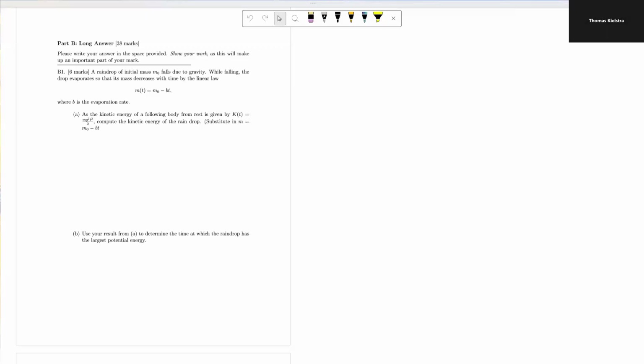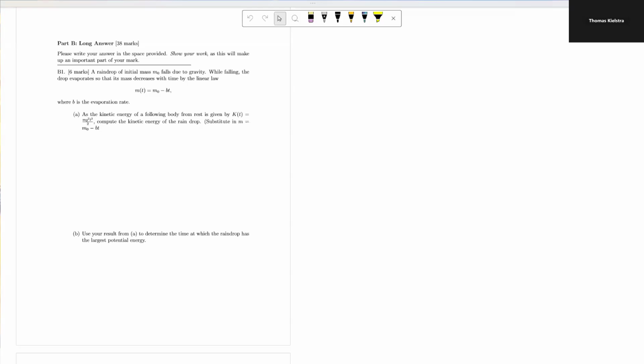So now we're going to look at our Part B questions. And the first question is an optimization question. And this is an application for physics. We have a raindrop with an initial mass of m naught that falls due to gravity while evaporating. So its mass is decreasing with time by the linear law.